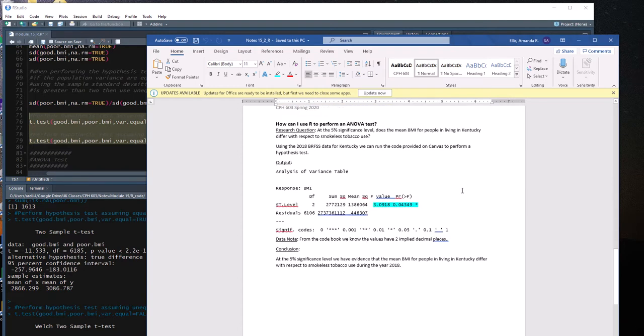All right, next we're going to look at the Anova test. The Anova test is something we haven't seen yet. Instead of just comparing two groups, it gives us a way to compare more than two groups. So for this particular example, we're going to look at smokeless tobacco use and see if the mean BMI differs with respect to different levels of smokeless tobacco use.